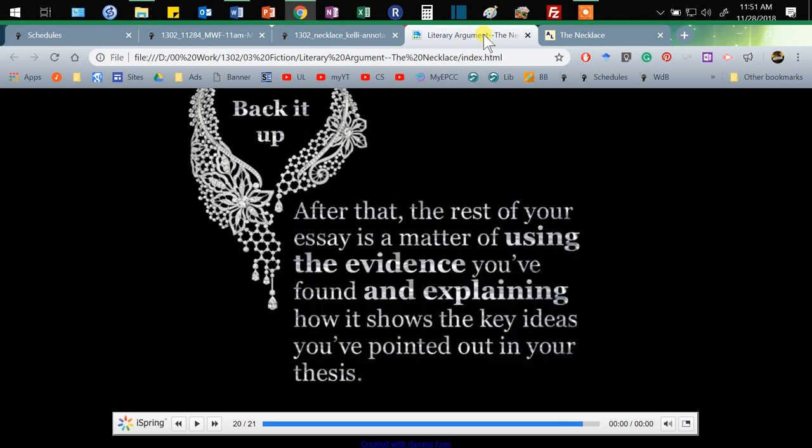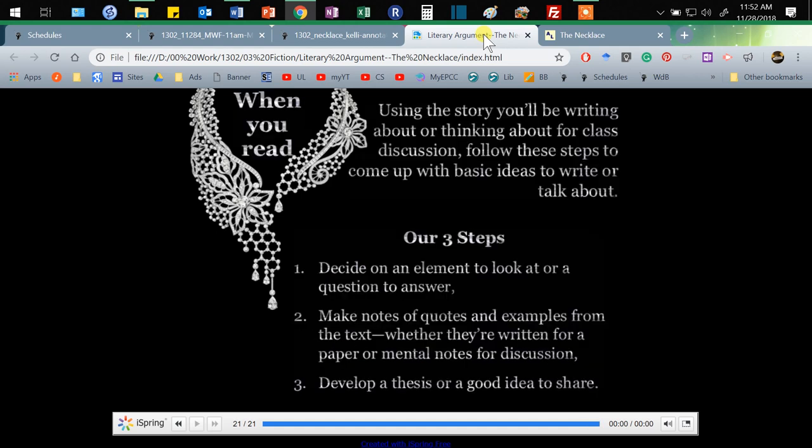After that, it's just a matter of using those examples I already pulled out, right? I've already pulled out all my evidence. I just got to decide, can't use it all because that first list was really long, right? Now, it depends. If my paper was longer, I would, okay? But if I'm doing a fairly short paper like we're doing, I'm just going to figure out what's the most pertinent. So it's really about putting that in.